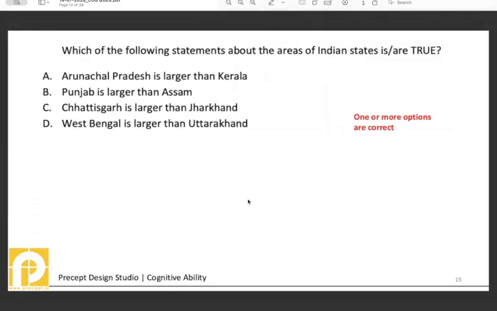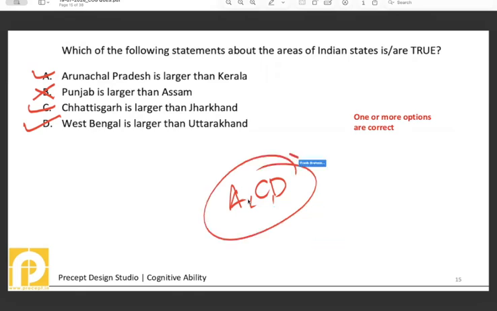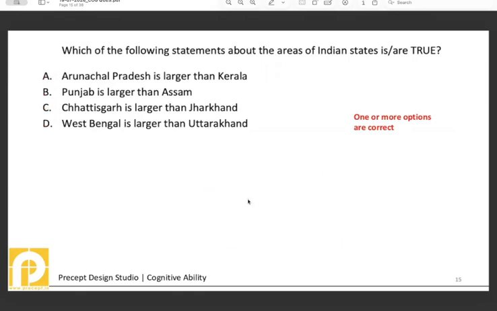Which of the following statements about the areas of the Indian states is or are true? So Arunachal Pradesh is larger than Kerala is true. Punjab is larger than Assam, false. Chhattisgarh is larger than Jharkhand is true. And West Bengal is larger than Uttarakhand is also true. Correct answer is A, C, and D. Okay, we'll move to the next one.